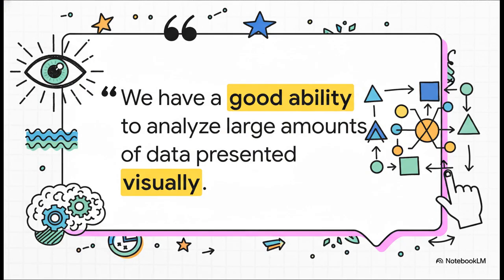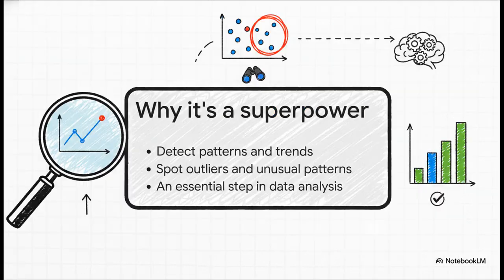So why is it so good? Well, it's because it taps into something we're already amazing at. We are visual creatures, right? Our brains are hardwired to process images and patterns way, way faster than trying to make sense of endless rows of text and numbers. That's why I like to think of it as a kind of superpower. With visualization, you can instantly see patterns. You can spot those weird outliers that you would have totally missed otherwise. It's really an essential, can't-skip first step in any real data analysis.